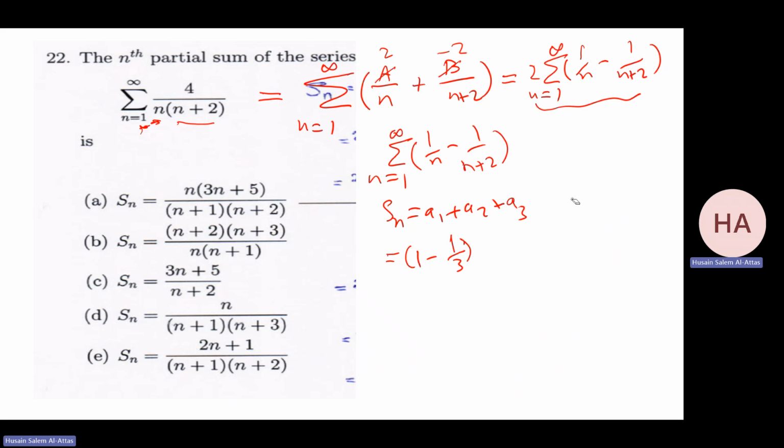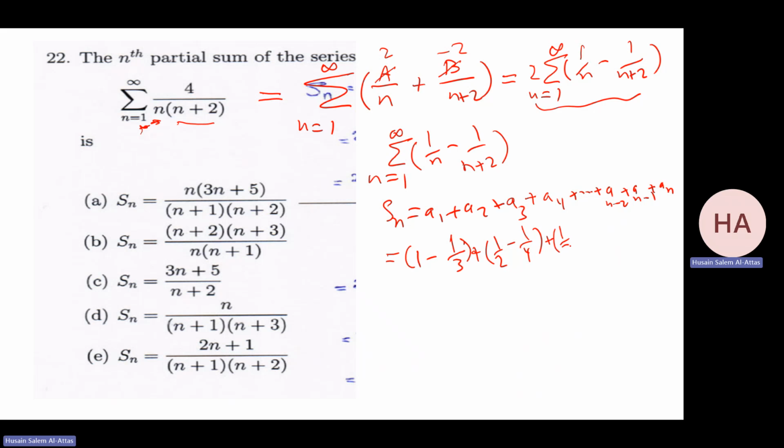Yeah, let me do it this way. A3 plus A4 plus also A n minus 2. I need 2 terms. Okay. Just to show you what will happen. This is 1 minus 1 over 3. At 2, I have half minus 1 over 4. So no cancellation, but the cancellation will come at the third one.